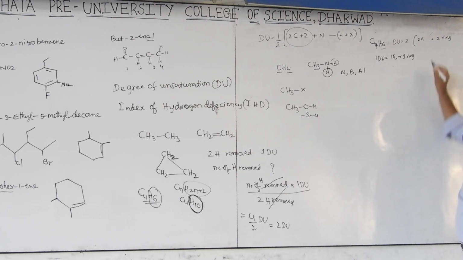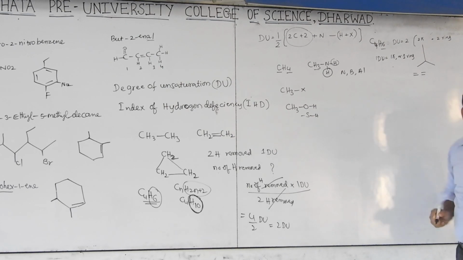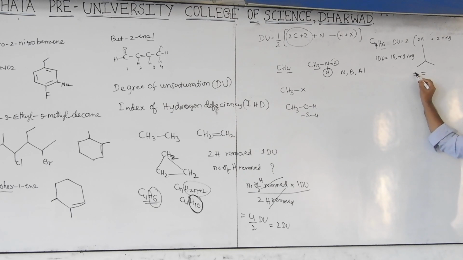Clear? What does 2 pi bonds mean? Double bond twice. One is a sigma bond, another is a pi bond. Another possibility is a triple bond, because in it there is one sigma bond and 2 pi bonds. This is possible. Here what are the 2 rings? We consider 2 rings, fused or bridged head? Fused. These are the 2 rings.